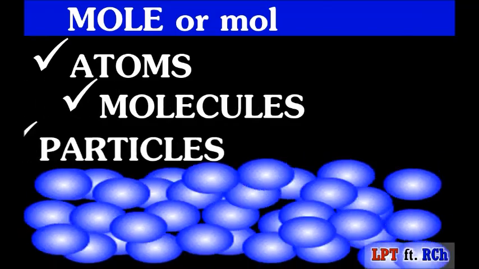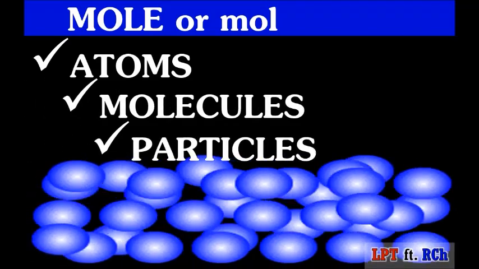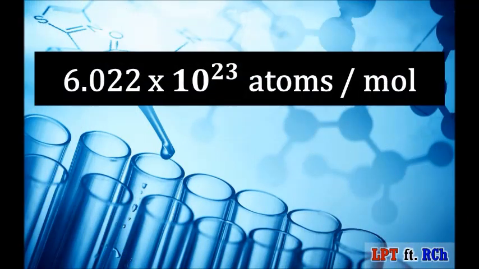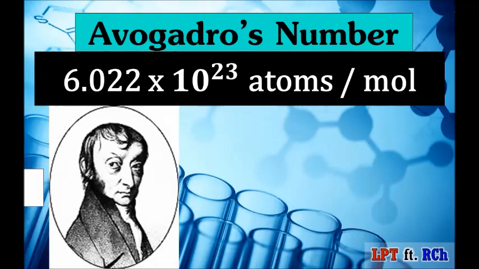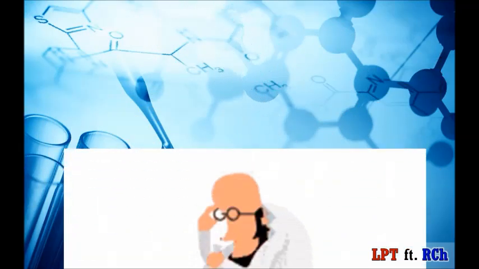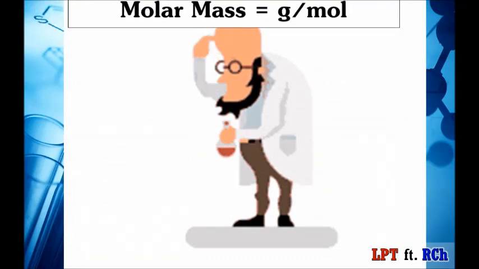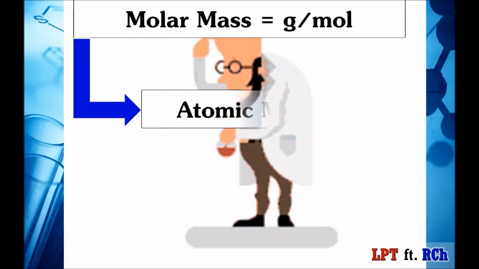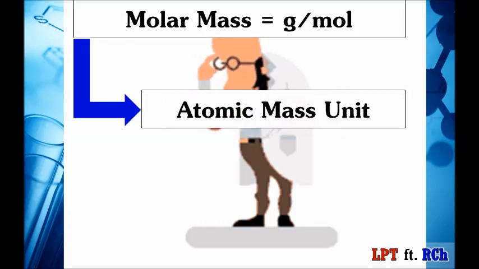To describe or express this large number of atoms, the mole is used to measure the amount of substance, which has a specific number of atoms, molecules, and other particles. Experimentally, it was determined that each mole of a substance has 6.022 times 10 to the 23 atoms. This is called Avogadro's number, in honor of the Italian scientist Amedeo Avogadro. In the continuation of his experiment, it was found that molar mass is equal to the grams of 1 mole of a unit. Basically, this is numerically equal to the atomic mass in AMU.